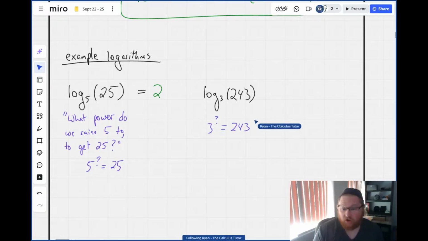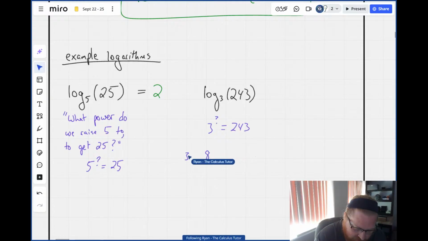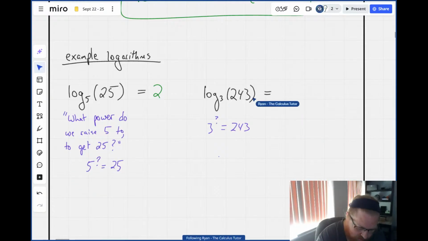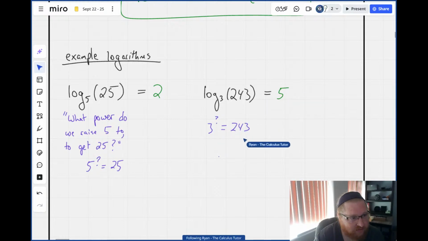Now, this one, you might not know off the top of your head. You might know that 3 to the second power, 3 squared, is 9. You might know that 3 cubed is 27. You might even know 3 to the fourth is 81. So what would 3 to the fifth be? Well, 3 to the fifth would just be 81 times 3, because 81 is already 3 to the fourth, right? And 81 times 3, 80 times 3 is 240, 1 times 3 is 3, so 243. Oh, so this has to equal 5, because 3 to the fifth power is 243.